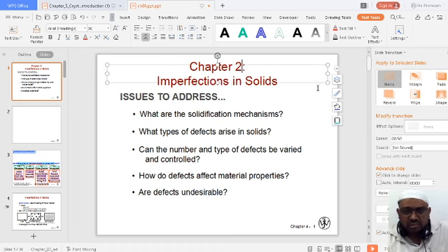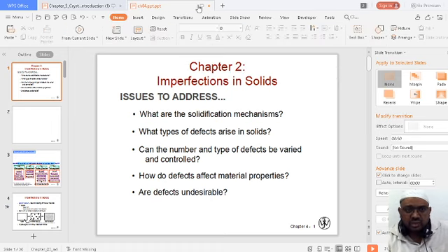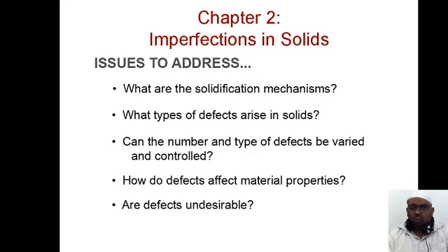Now this is called imperfections in solids, right? So we will have imperfections in solids. This is chapter 2. Chapter 1 we discussed in the previous classes. We started with the meaning of matter. Matter is composed of solid, liquid and gas. And we are very much interested in understanding solids in depth.